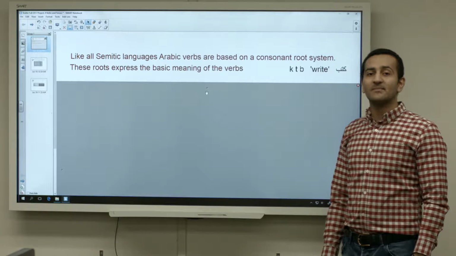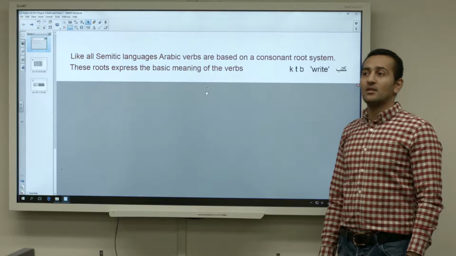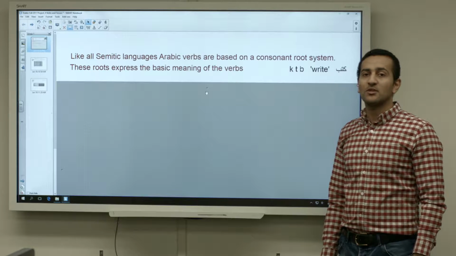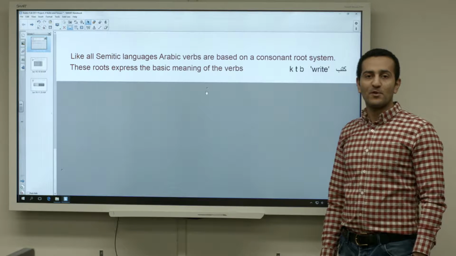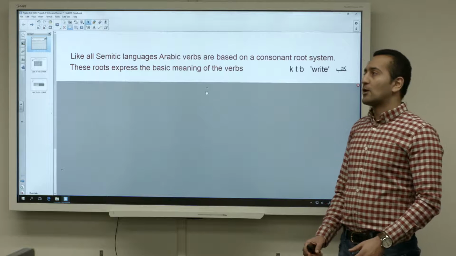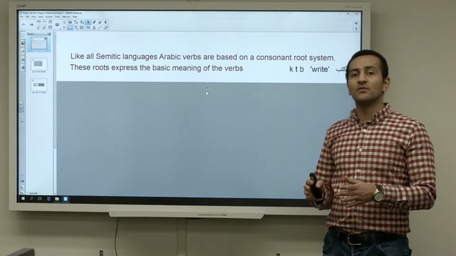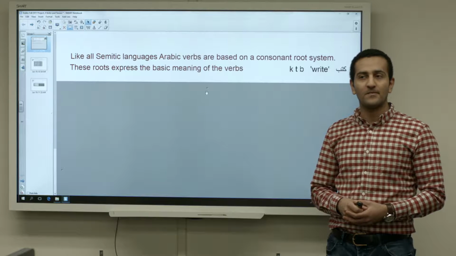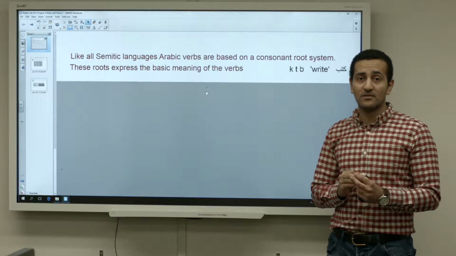تكلمنا قبل ذلك عن الأسماء، الاسم nouns. We also talked about pronouns, subject pronouns and object pronouns. Today we talk about verbs, verbs in Arabic. Like all Semitic languages, Arabic is based on a consonant root system. We have usually three consonant letters.